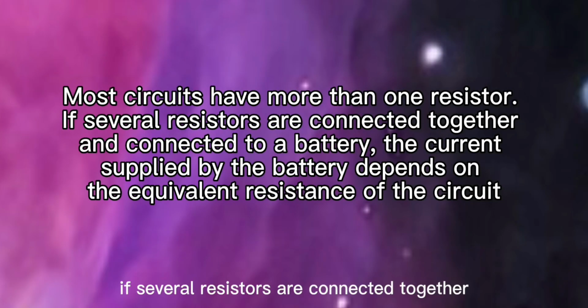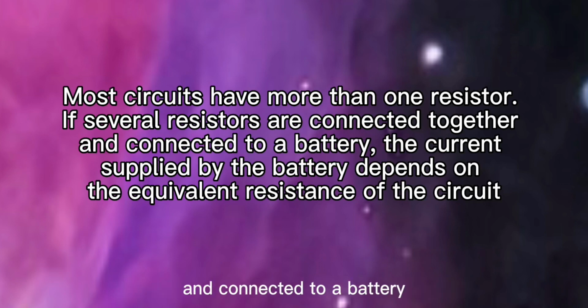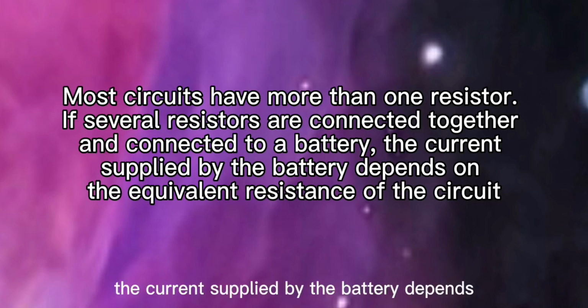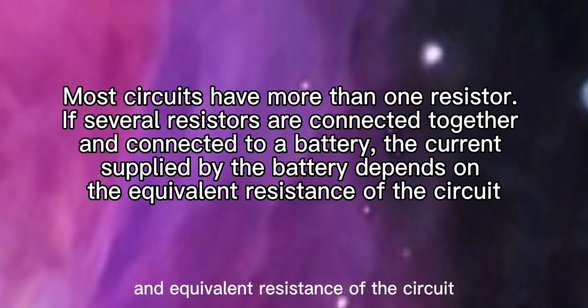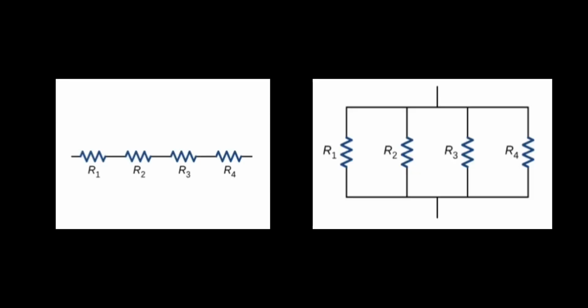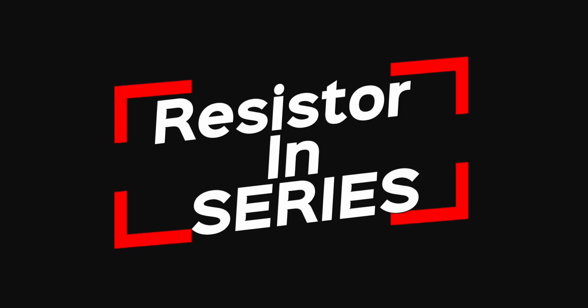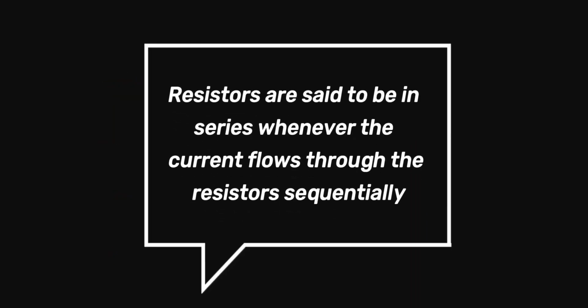If several resistors are connected together and connected to a battery, the current supplied by the battery depends on the equivalent resistance of the circuit. The simplest combinations of resistors are series and parallel. Resistors in series. Resistors are said to be in series whenever the current flows through the resistors sequentially.